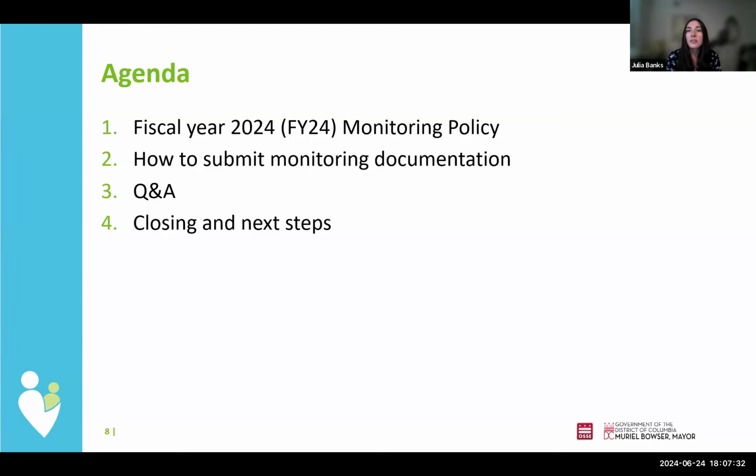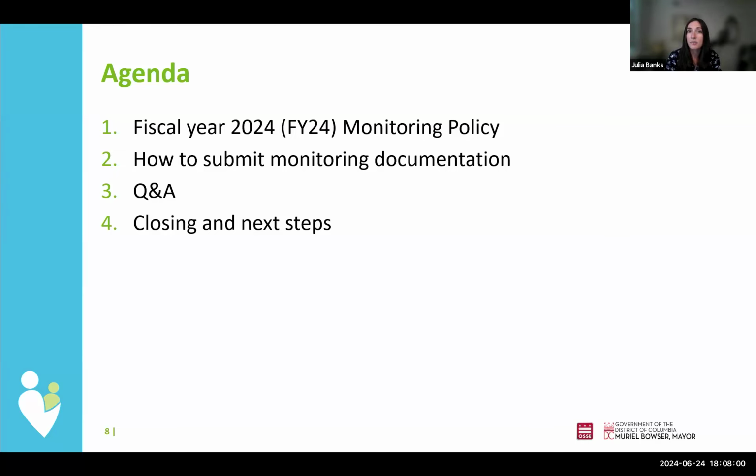First, some subsidy providers will be monitored before the fall because OSSI has received reports of potential non-compliance. Providers being monitored in response to reports of potential non-compliance will receive a notification from OSSI with instructions to complete the monitoring process.